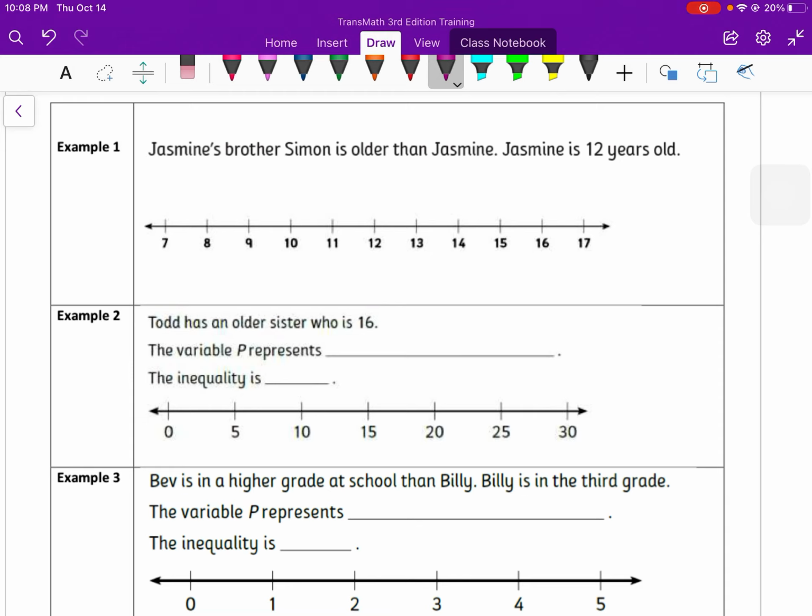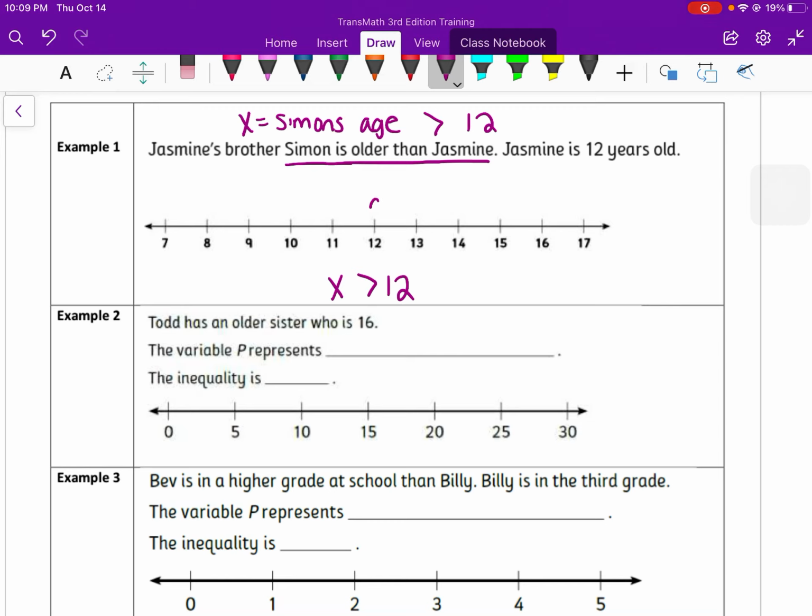Jasmine's brother Simon is older than Jasmine. Jasmine is 12 years old. And I want you to graph then, or write an inequality that represents Simon. So Simon is older than Jasmine. So if we said that Simon's age is our variable, then Simon's age is older than, which is the same thing as greater than Jasmine's age, which was 12. So Simon's age is greater than 12 as an inequality. So x greater than 12.